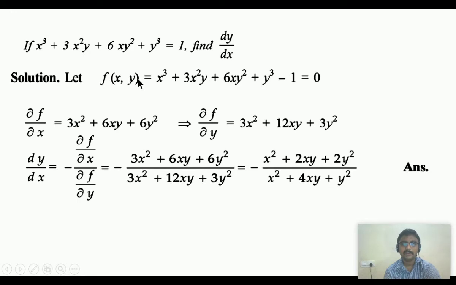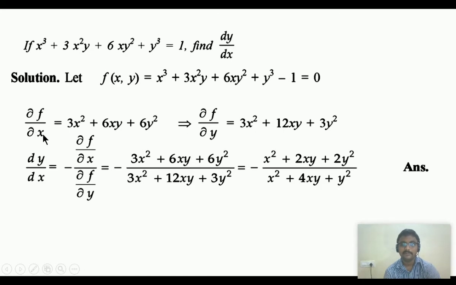Similarly, differentiating f partially with respect to y, so we will have like this. Now we have the implicit formula to find dy by dx, that is minus dou f by dou x upon dou f by dou y. Just dividing these two functions, so we will get the answer. So it is the required value of dy by dx. So simple. We just have to remember this formula and get the partial derivatives of f with respect to x and with respect to y.